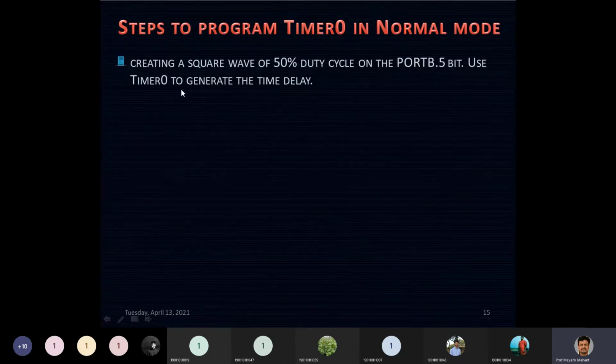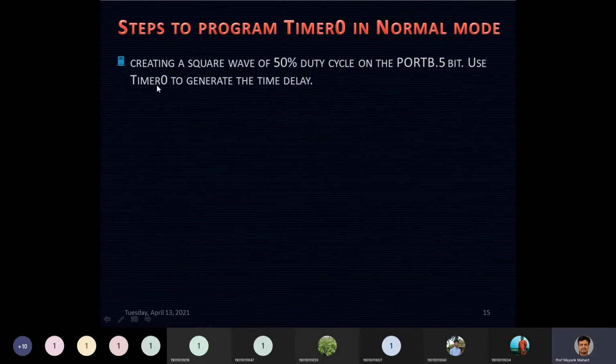In this example, we are supposed to create a square waveform of 50% duty cycle on port B. I have taken 50% because it would be convenient for me, because I need not load the TCNT with different values. If the duty cycle is different, then you need to do it differently. So 50% duty cycle on port B, pin number 5.